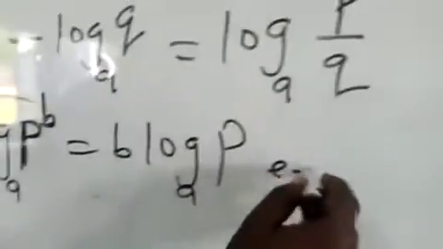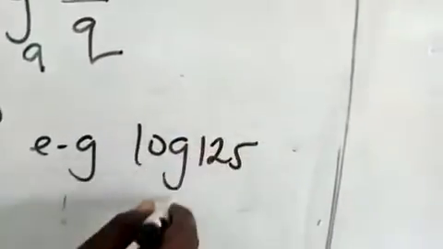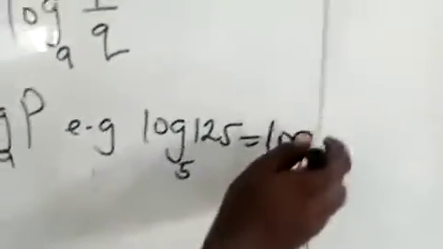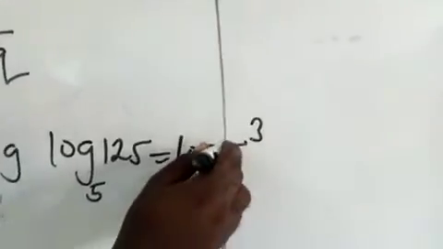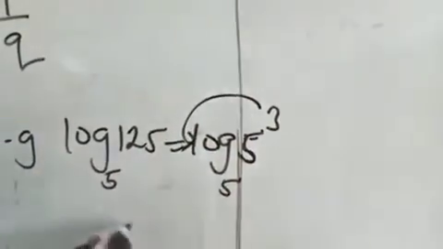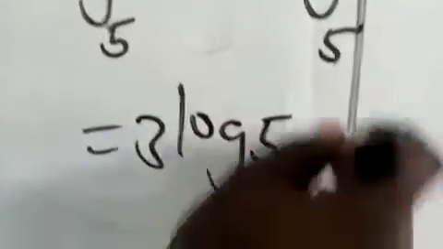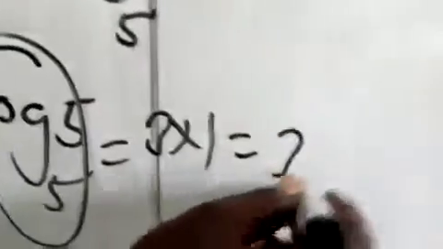That is when you have, for example, log 125 base, let's just say base 5. Log 125 base 5 gives you 5 raised power 3. That is, 125 is 5 raised power 3. So 3 will come to the back as 3 log 5 base 5, and that is 3 times 1. Of course, you know that log of a number to its base is 1, so you have 3 there. So that is just the illustration.